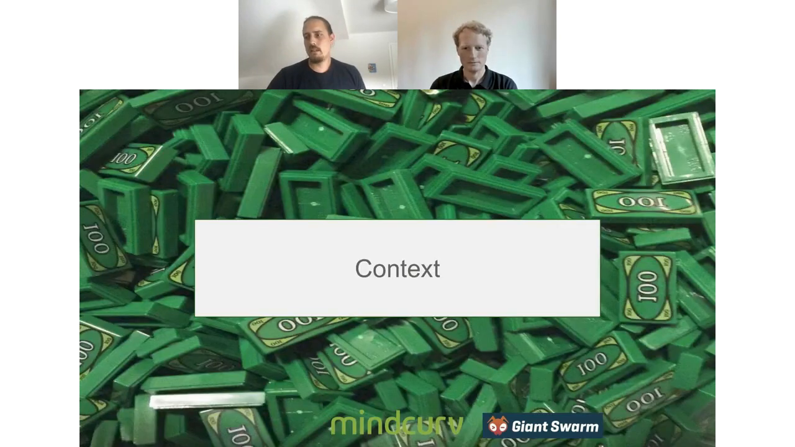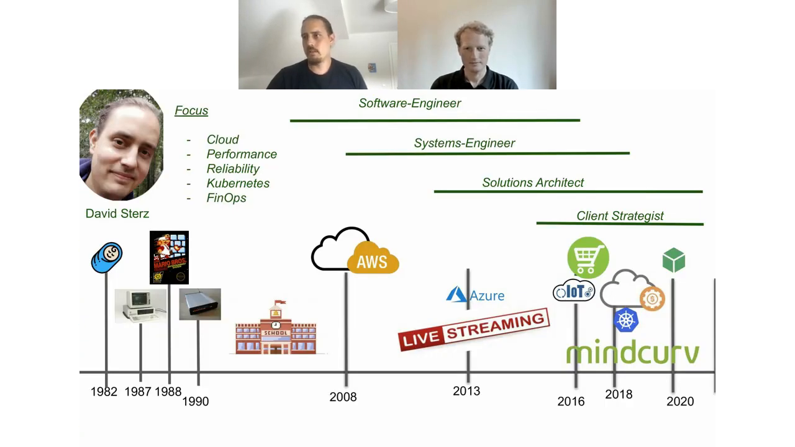Okay, let's start with a bit of context to set the stage. This is my person. I have worked with cloud since 2008, started with AWS, and I have long experience with live streaming, which brought me to strict requirements when it comes to performance and reliability and optimizing against it. I entered Mindcurv, IoT and e-commerce, in 2016. I was always confronted with cloud financial management topics, but my full focus started in 2020, actually with COVID, when clients asked us to put a large focus on optimization. And as Franz said, I'm an active practitioner in the FinOps community.